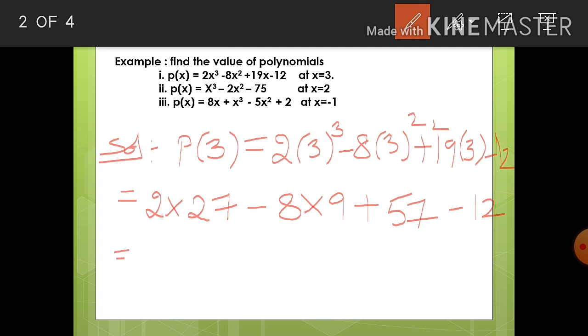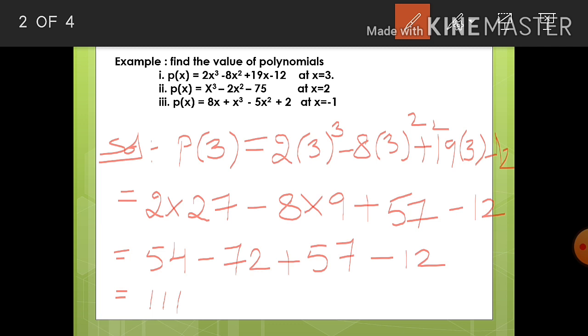So 2 into 27 is nothing but 54, minus 8 9s are 72, plus 57, minus 12. Now first let's add up the positive numbers 54 and 57. How much is the answer now? 111.